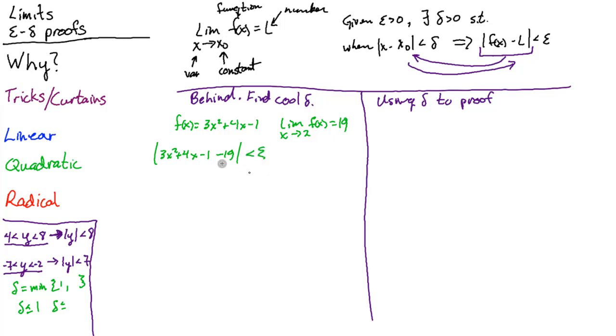But we'll insert that guy later once we have manipulated it sufficiently. So let's see what we have here. 3x squared plus 4x minus 20. And, okay, that isn't looking really good, but let's see what happens. We're hoping to get absolute value of x minus 2.